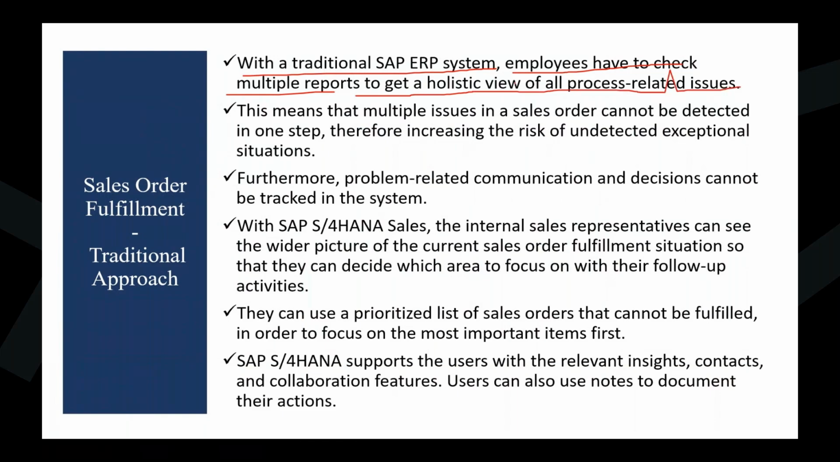So in the old ECC, or even in S4 HANA itself, there are multiple transactions we need to check to get all the issues in the sales orders. This means that multiple issues in a sales order cannot be detected in one step, therefore increasing the risk of undetected exceptional situations. So they have to use multiple transactions and reports to see the issues in sales orders.